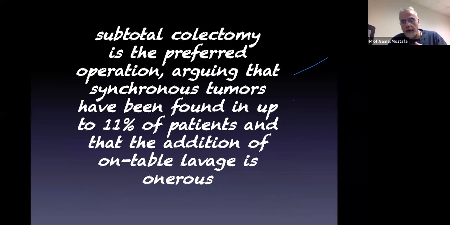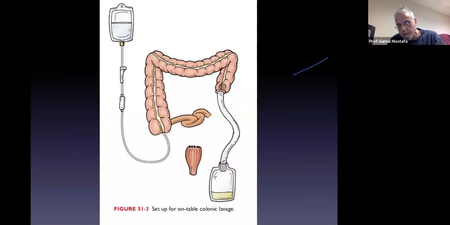So subtotal colectomy is the preferred operation, arguing that synchronous tumors are there in up to 11% of patients, and on-table lavage, like we see here, really isn't an easy thing to do. If you try and do that sometimes, it really is very hard, and it's a very messy thing to do, actually. We did that a few times, but it works, but it's extensive. Don't do that on a sick patient.